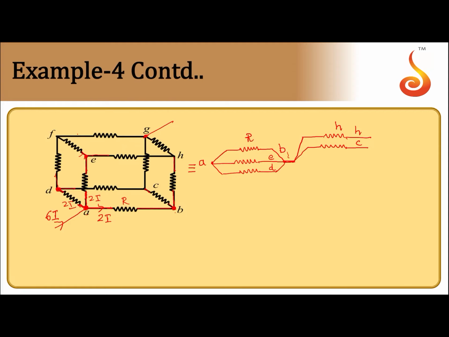Then similarly from D there are 2 branches, one goes to C, the other goes to F. This is from B, this is from D. Then from E there are 2 more connections, one goes to H, one goes to F. One goes to H, another one goes to F.